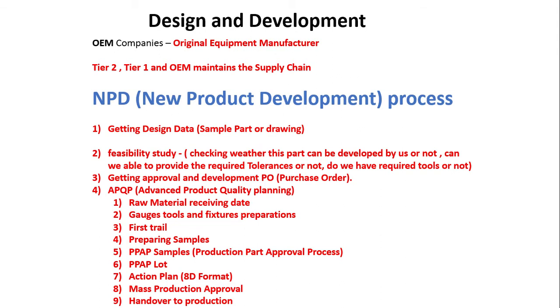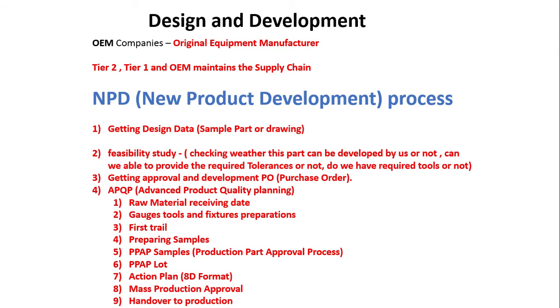Before getting into this NPD, the first question is, there are companies, a set of companies: tier 1, tier 2 and the OEM. OEM companies, in the sense original equipment manufacturers, are going to manufacture the components. Tier 1 and tier 2 will help as a supply chain with the basic requirements, and they will also prepare designs and send them to the OEMs.